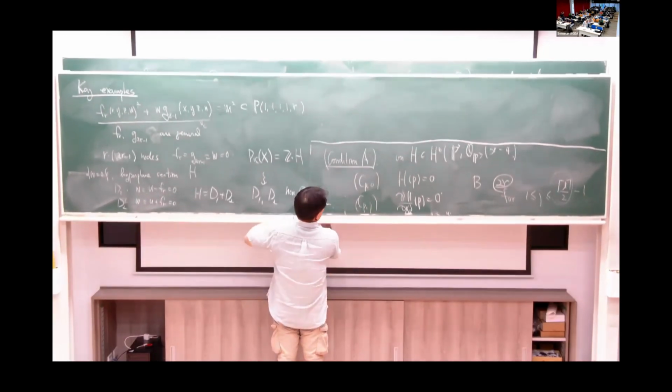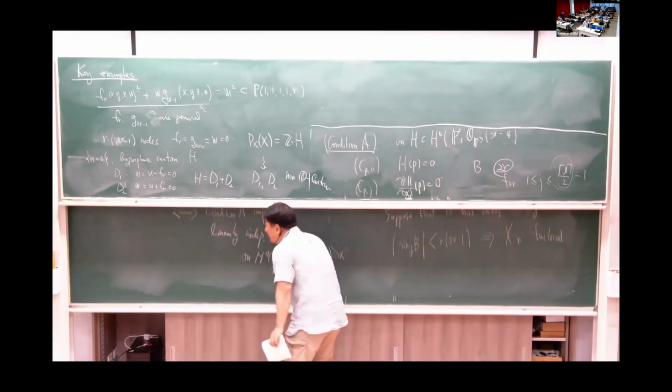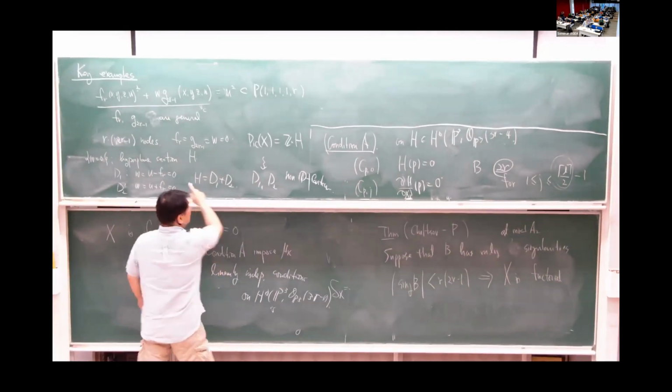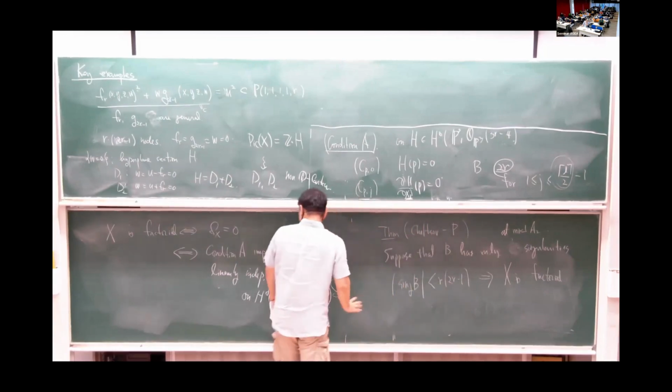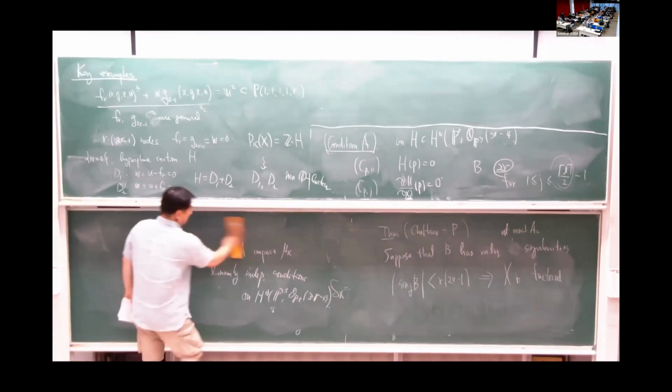Right? Let me give you, so that's why we have here like this is the optimal, sort of optimal bounds. Right?